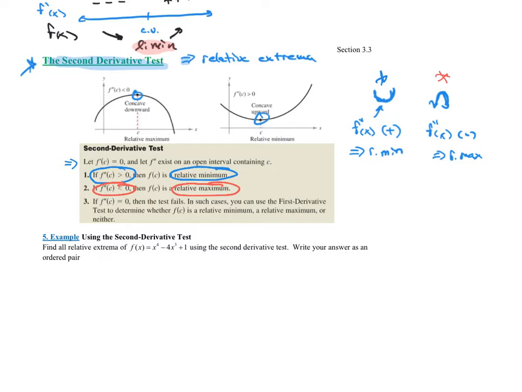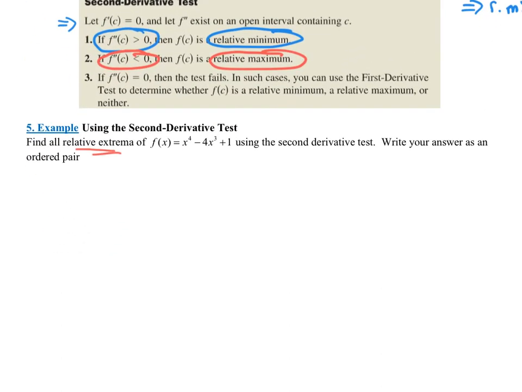So let's look at example 5 here to help us figure out how to use the second derivative test. Again, the second derivative test tells us relative extrema, the exact same as the first derivative test. The advantage is we do not have to use the sign chart. So look at this example right here. Our function is x to the fourth minus 4x cubed plus 1, and we want to find the relative extrema.